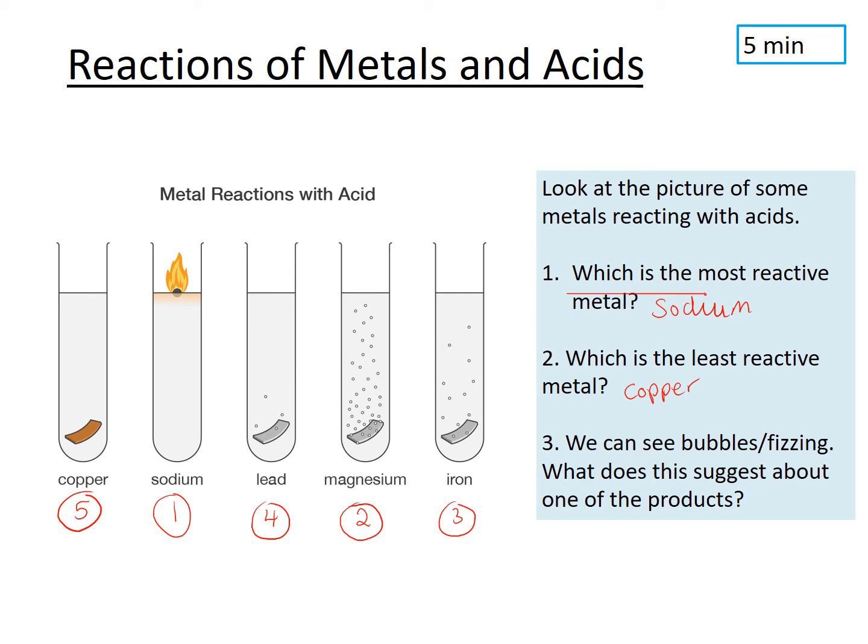And then question number 3, we can see bubbles or fizzing. What does this suggest about one of the products? If you remember from our do now task, we said that bubbles and fizzing were a sign that a reaction had taken place, and it suggests that a gas has been made or produced, whichever word you want to use. Okay, well done.